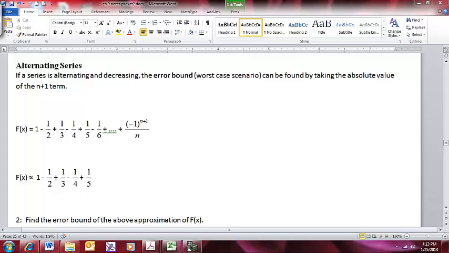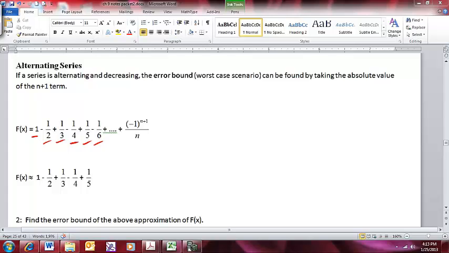Alternating series is actually a very easy example of how to find an error bound, or your worst case scenario. What happens with alternating series is every single term, they kind of correct each other. So you start out pretty high at 1, and then you take down a half, and it gets closer. Then you add a third, and it gets closer. You subtract a fourth, add a fifth, subtract a sixth, and every single time it gets closer. So the worst you really are is how far off the last term was.